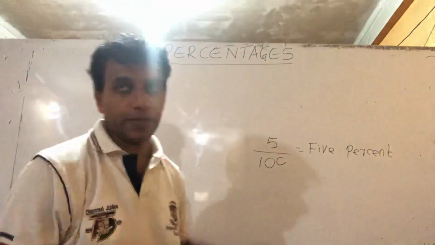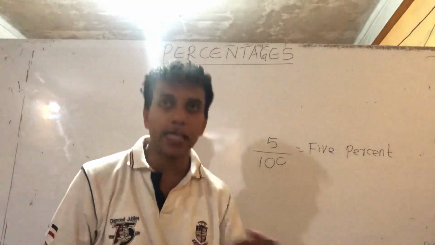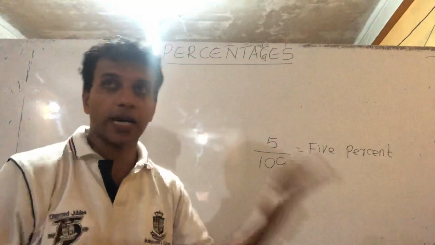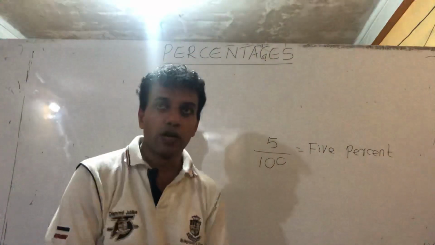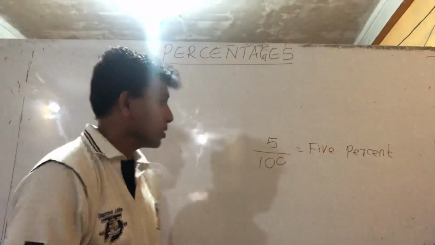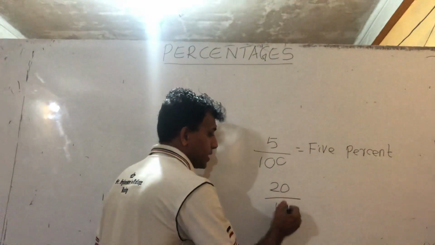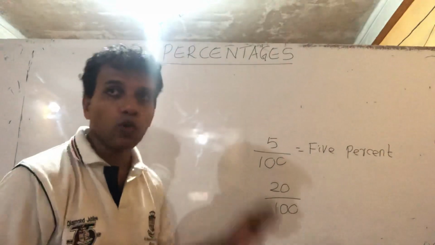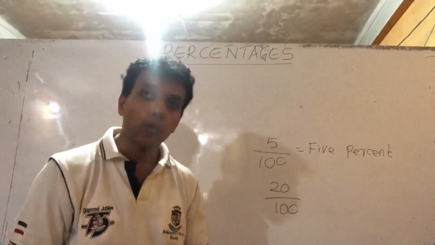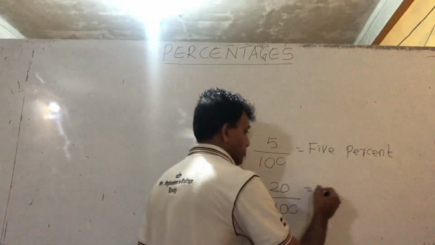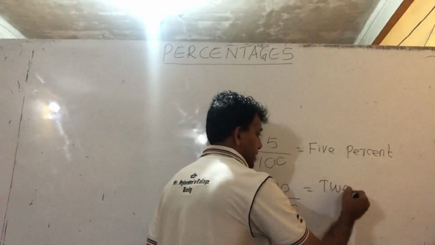5%, 100%. Out of 100, 5%. Okay. If I say 20 out of 100, 20 is called what? 20%. Okay, 20%.